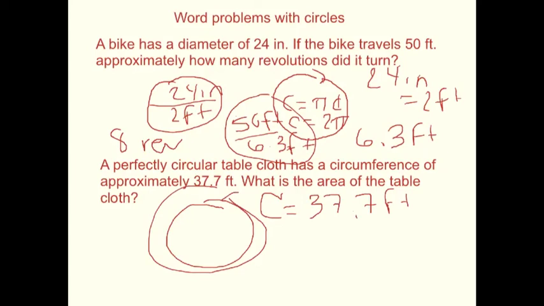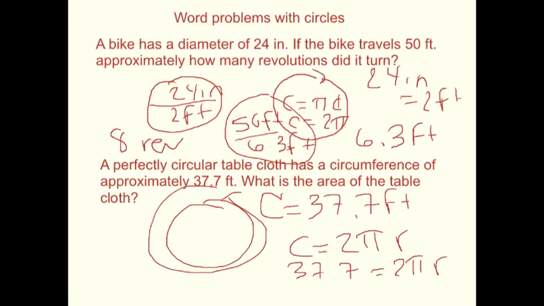Okay, so I know I'm trying to find area. So in my head, I'm thinking, well, what information do I need to be able to find area? In order to find area, the only two things I need are pi and radius. So I need to find the radius. Well, I can do that because I know that the circumference formula is 2 pi r. And I know my circumference, and I know pi, and I know that 2 times pi is a constant. So if I just plug in 37.7 for circumference and solve for r, I'll be able to figure out what my radius is.